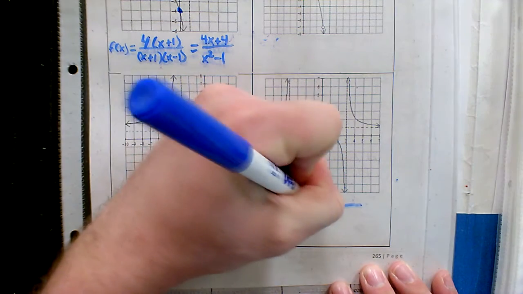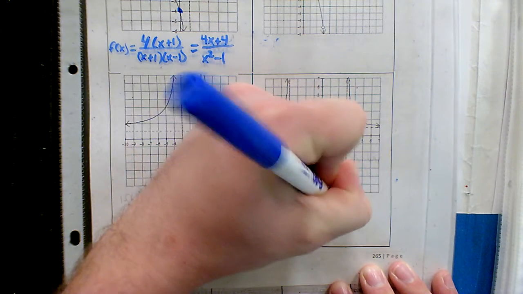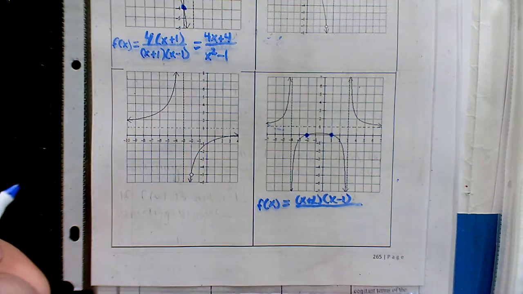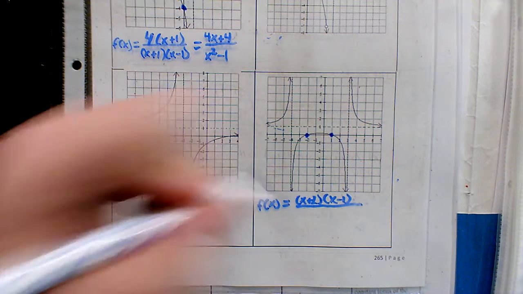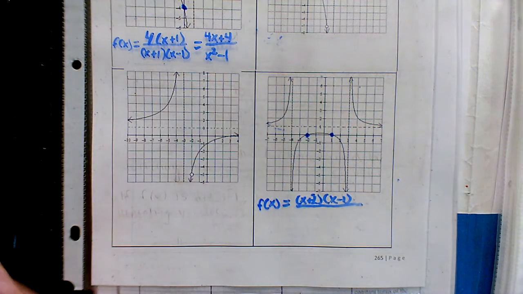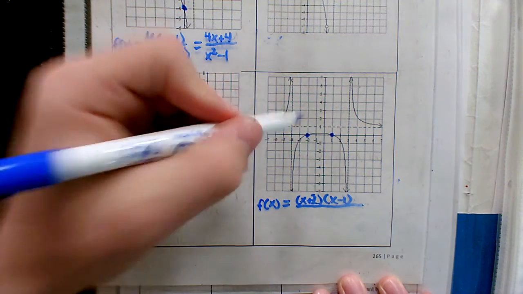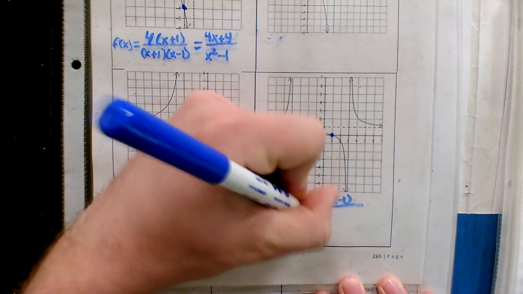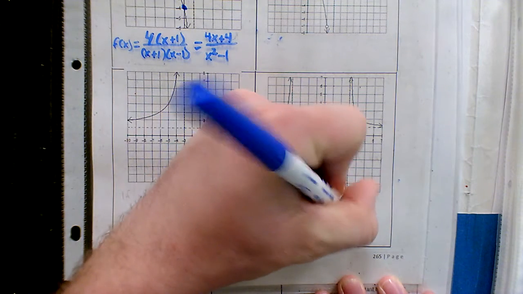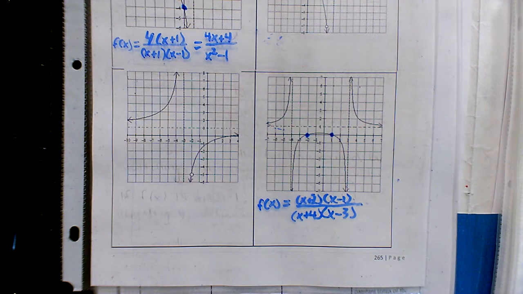X plus 2. X minus 1. Do we have any holes anywhere in this graph? No. So we don't have to put any factors for holes on the top. On the bottom, we need to have factors for holes, which we don't have any, or factors for vertical asymptotes. Do we have any vertical asymptotes? 2 of them, yes. So one would be here at -4 and one here at 3. So we have x plus 4 and x minus 3. Are there any other factors at this time that we need to take into consideration?